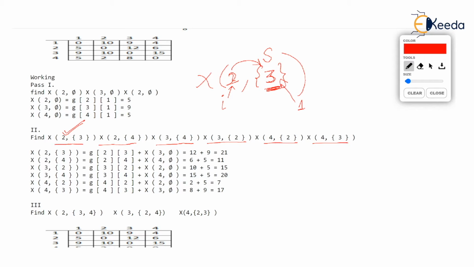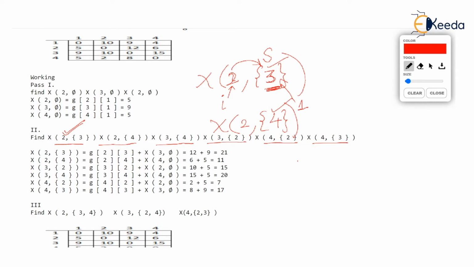Then the other possibility is I can keep I as 2 from where we are starting our travel, and cardinality of set S is 1, so I will keep this as 4. But I can't write X(2, 1). No, don't write this because 1 is implicitly there in set S. So with I as 2, with our start of the travel as 2 and keeping the cardinality of set S as 1, we only have two possibilities. You can keep set S as 3 or 4.